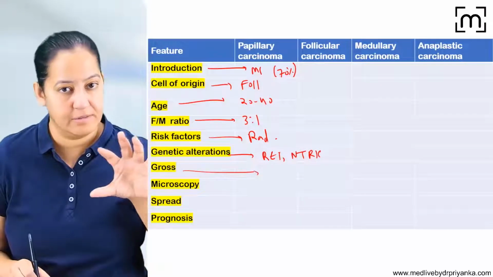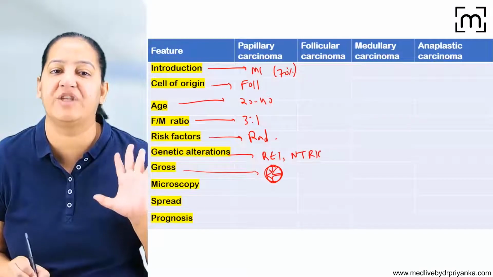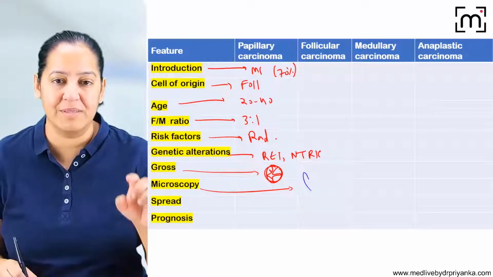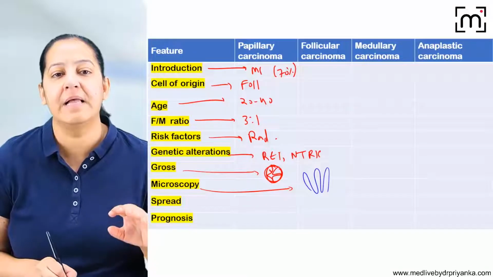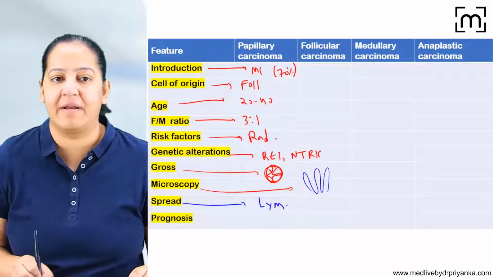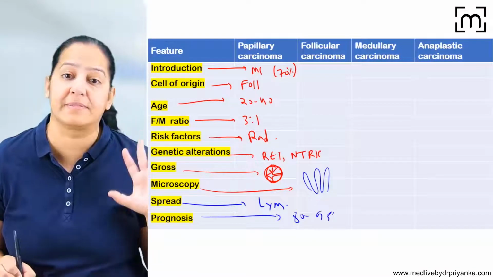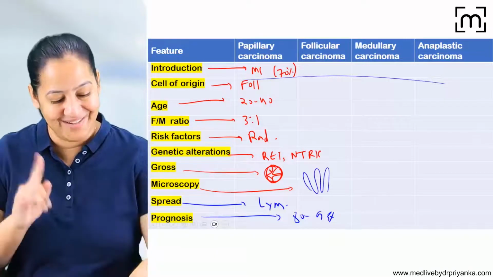In the gross, the tumor is well circumscribed, encapsulated, grayish white, having papillary projections. Microscopy I have discussed. So you have to tell the arrangement of the tumor cells, the fibrovascular stalk, the nucleus of the tumor cells, and Psammoma bodies. Spread, you have to say it's lymphatic spread. And prognosis is excellent. The 5-year survival is 80 to 95%. Among the 4, this is the least malignant one. So we are done with the first one.